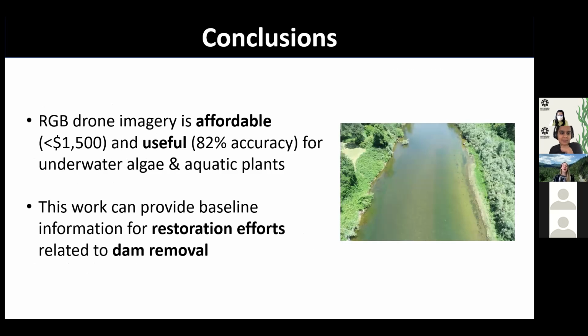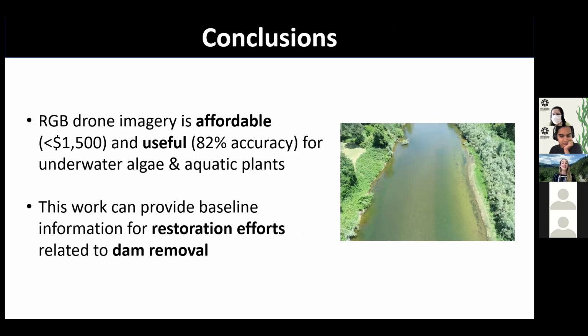So in conclusion, our study along the Klamath River demonstrated that low-cost red, green, blue drone imagery, for about $1,400, is useful and accurate. We had about an 82% classification accuracy rate, which was pretty high for this type of study, for underwater algae and aquatic plant identification and percent cover estimates.